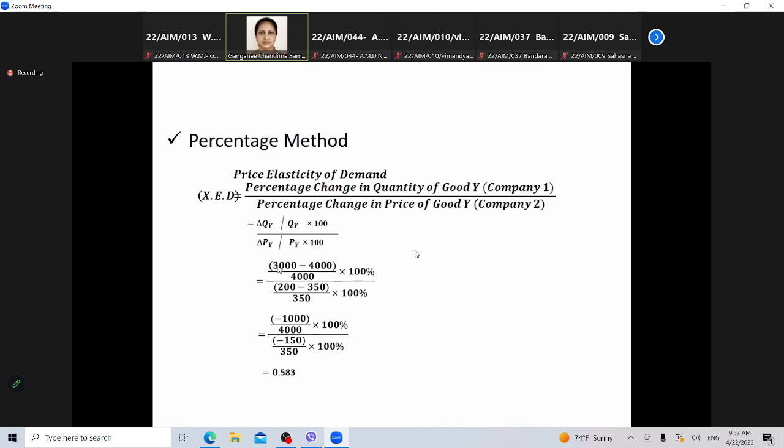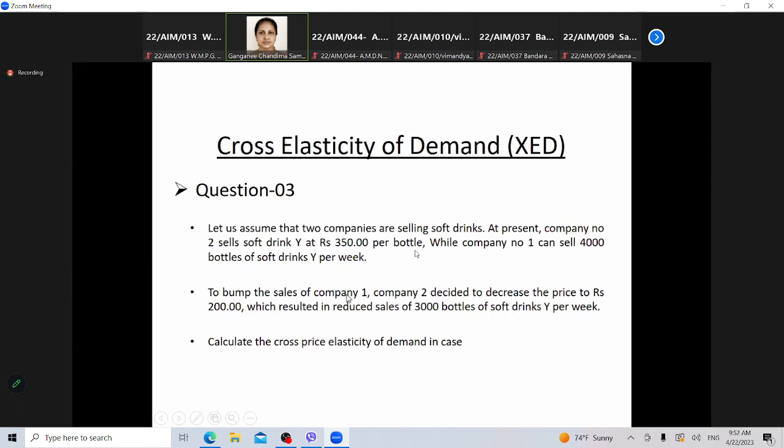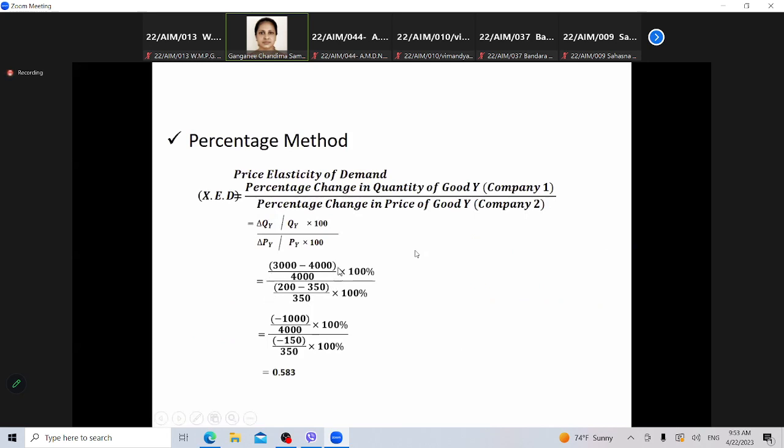So here you can see 3,000 and 4,000 in company 1. Company 1 sold 4,000 bottles, but it reduced to 3,000 bottles, 4,000 to 3,000. That's why it is given 3,000 minus 4,000. The initial one is 4,000. And what is the percentage?